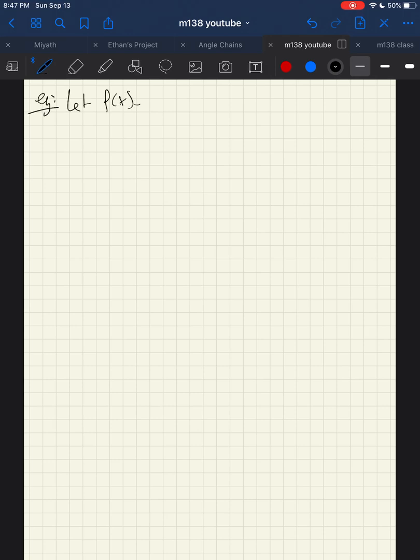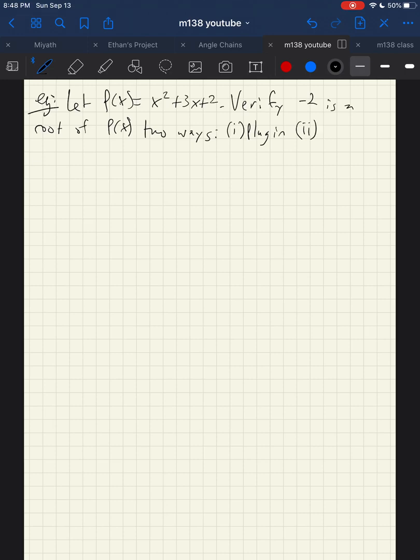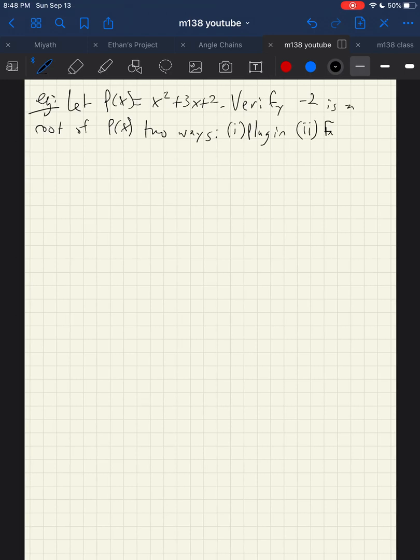Okay, so let's do an example so you can see what I mean. Let's let P of x be x squared plus 3x plus 2. And I want to verify that negative 2 is a root of P of x two ways. Again, 1, plug in, and 2, by the factor theorem.